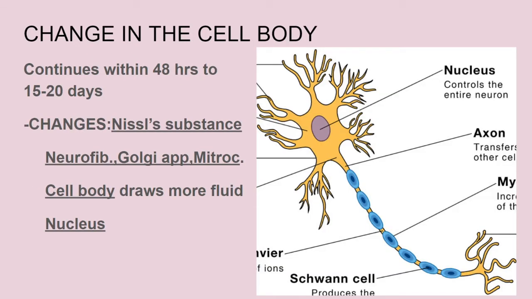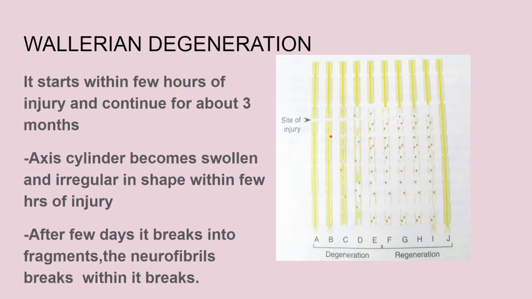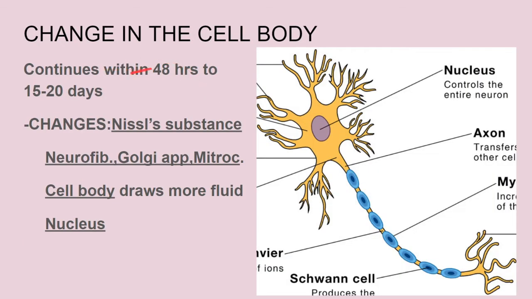Now the changes which occur in the cell body. In this part, the soma or the perikaryon, the changes in the cell body of the injured neuron start within 48 hours and continue up to 15 to 20 days. While over here, the changes in the Wallerian degeneration start within a few hours only. Here it will take around 48 hours to start and it will continue up to 15 to 20 days.